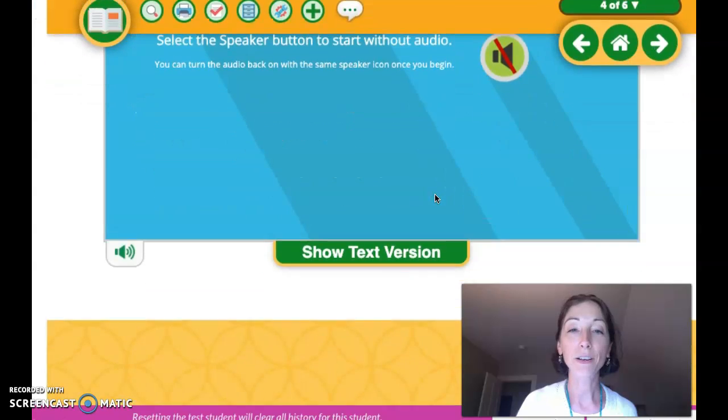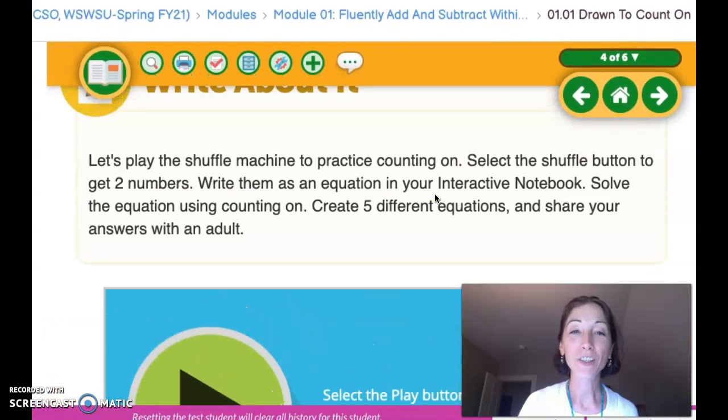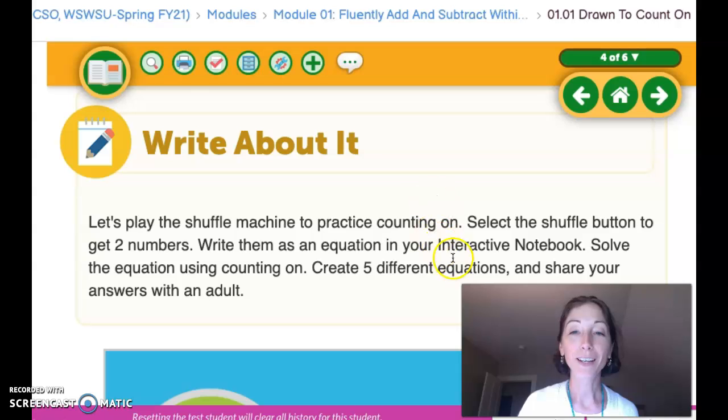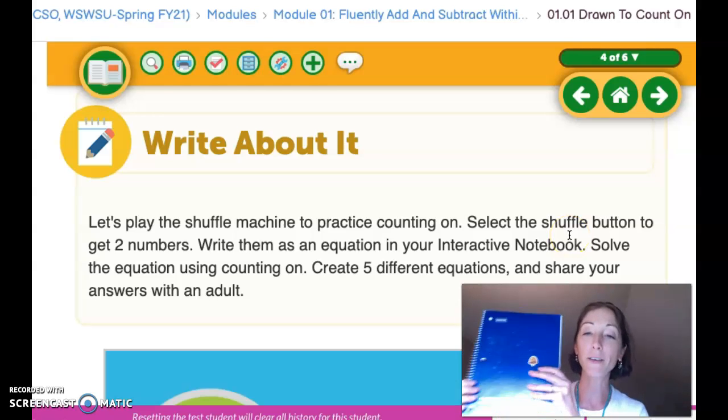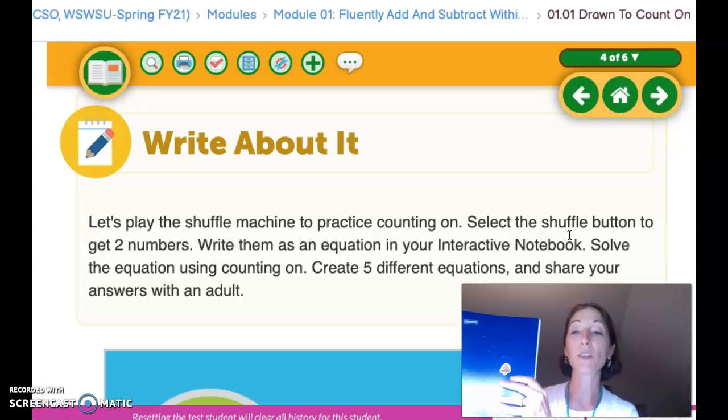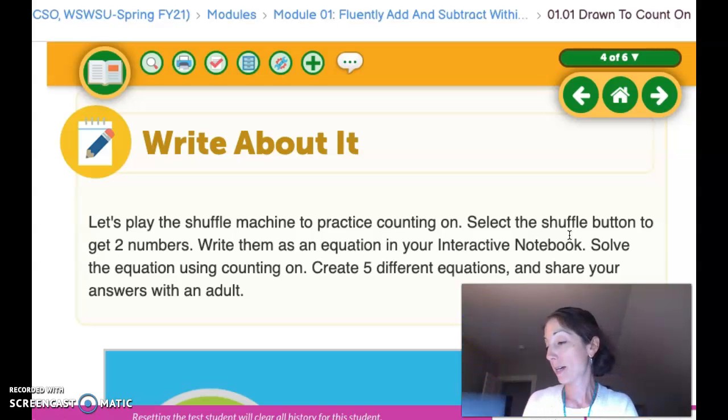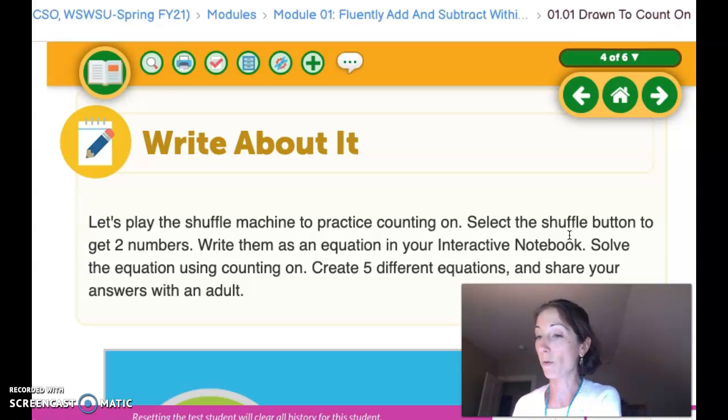Also handy to keep in your binder is your interactive notebook, which they talk about right here. Write them as an equation in your interactive notebook. It's just a notebook. Just a fancy way of saying that. So have a notebook that you've set aside just for your math work. Keep it in that binder. Keep it all together. Help keep you organized.